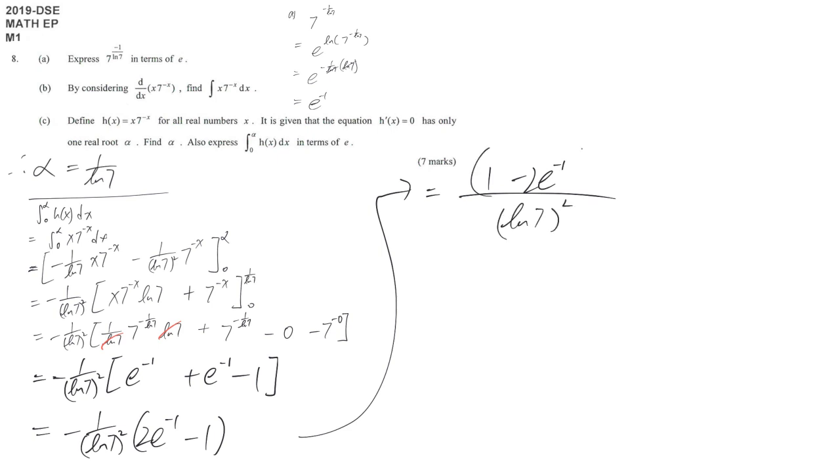And then finally, I don't want negative index, so I times both sides by e. e minus 2 and then e natural log 7 power of 2. But I think this is good enough to get the final answer mark.